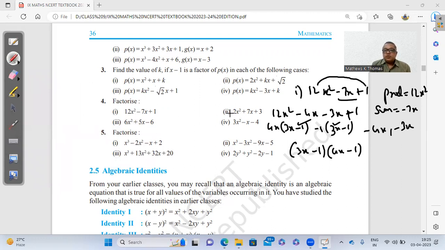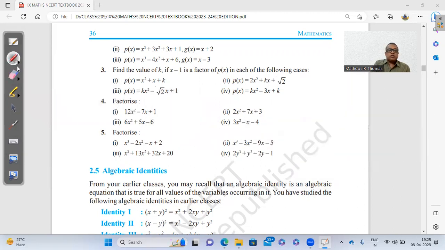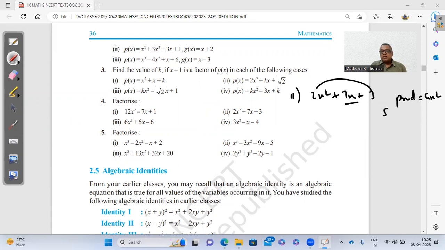So I hope you've understood this. The same procedure we have to apply in the second, third, and fourth parts. So in the second part now, 2x square plus 7x plus 3. Multiply the first and last. The product is going to be 6x square. When I add, I'll get the number at the center, that is 7x.